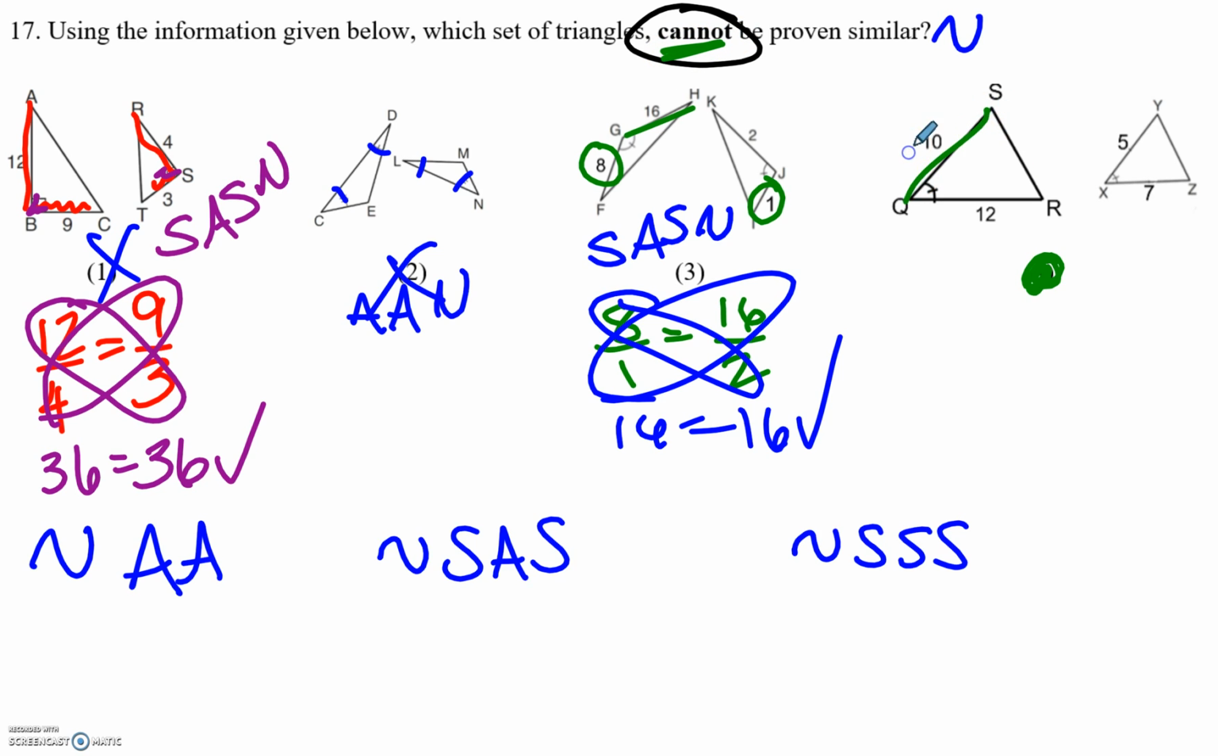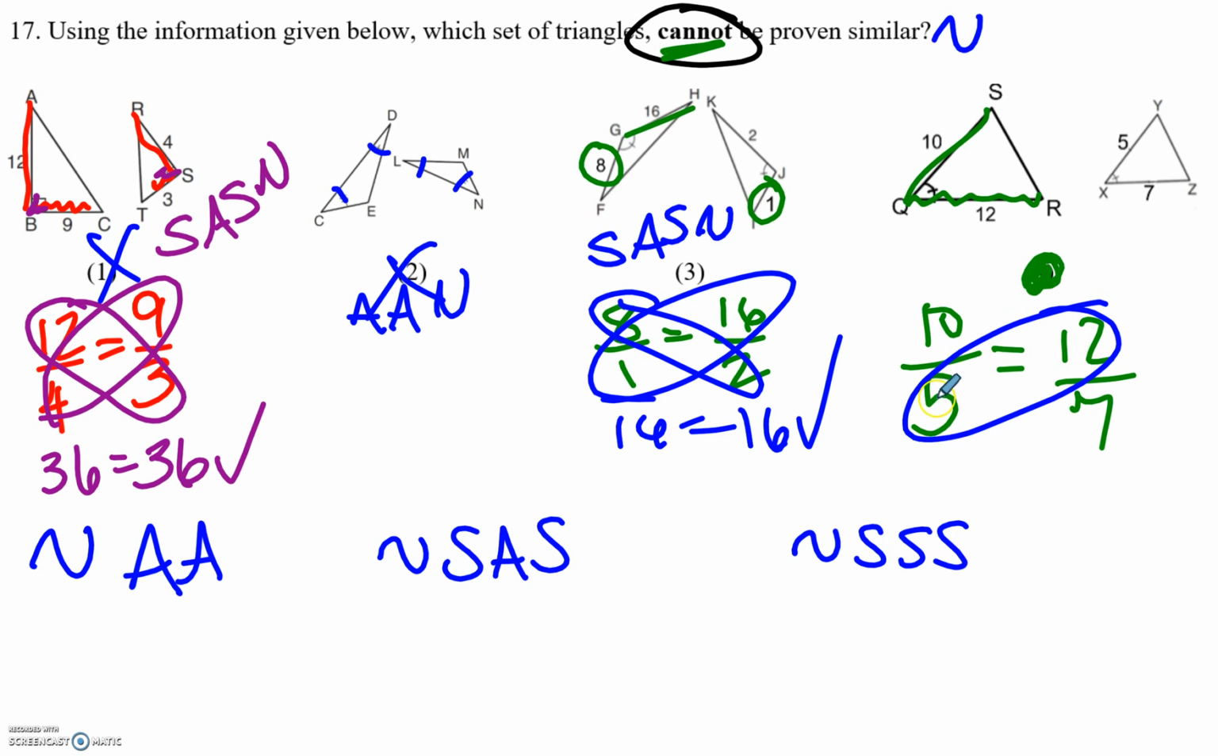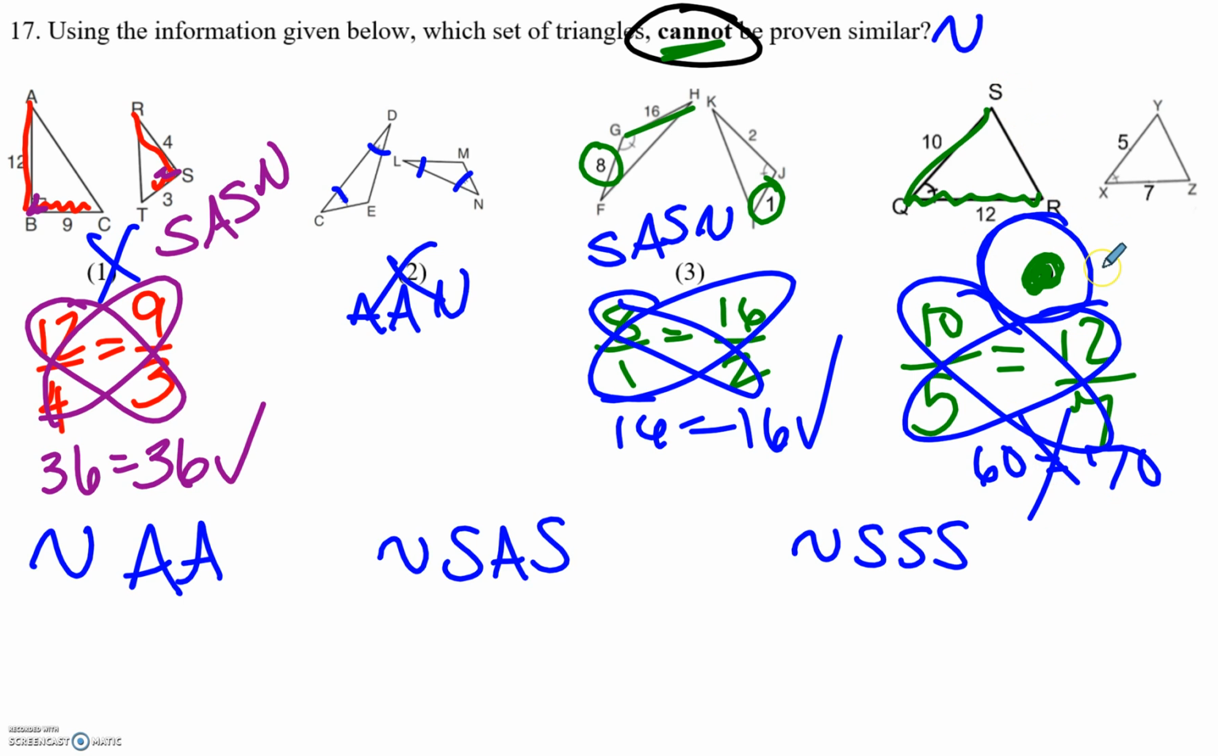So let's check. 10 over 5 is equal to 12 over 7. We know 10 divided by 5 is 2, but 12 divided by 7 is not 2. Or the cross products we could check. 5 times 12 is 60. 10 times 7 is 70. They're not equal, therefore that is not the correct answer.